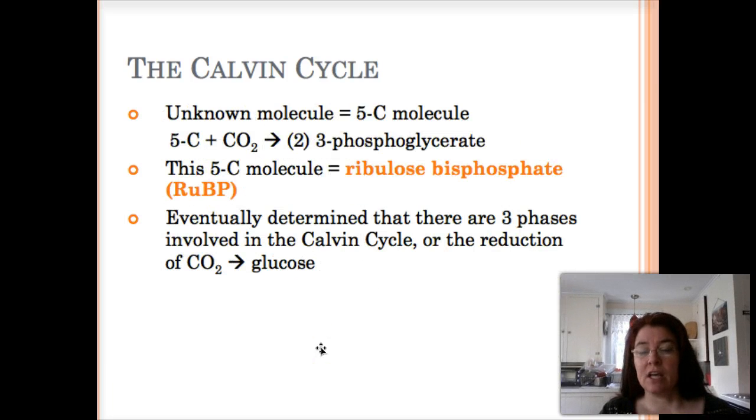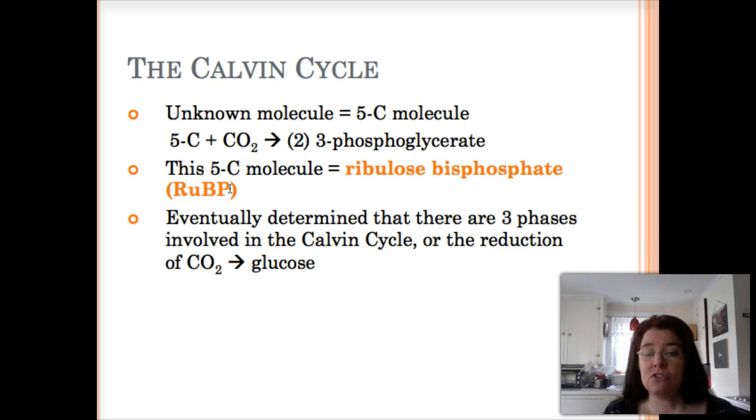So it turned out that this unknown molecule was a 5-carbon molecule. When you take this 5-carbon molecule and add it to the 1-carbon carbon dioxide, you can create 2 3-carbon molecules. So 5 carbons plus 1 carbon gives you 6 carbons, 2 3 carbons. The 5-carbon molecule was ultimately discovered to be a molecule called ribulose bisphosphate, or what we shorthand as RUBP.